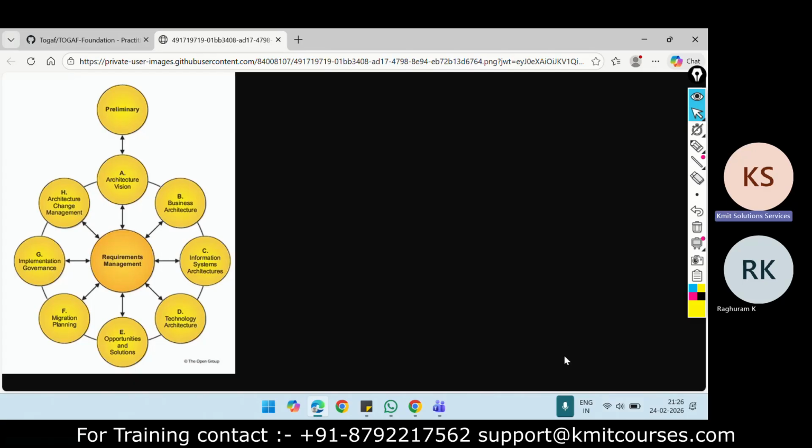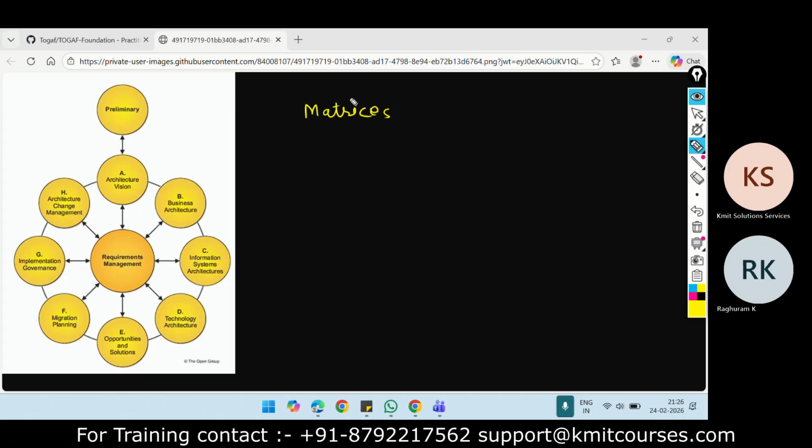Okay. So next is the matrix. So how matrices are basically defined. Again, it is in the form of a table, but it shows the relationship between, you can say, capability and organization. So that we show in the form of a matrix.